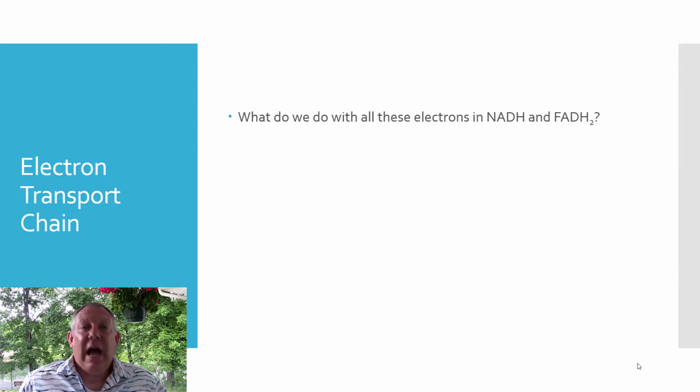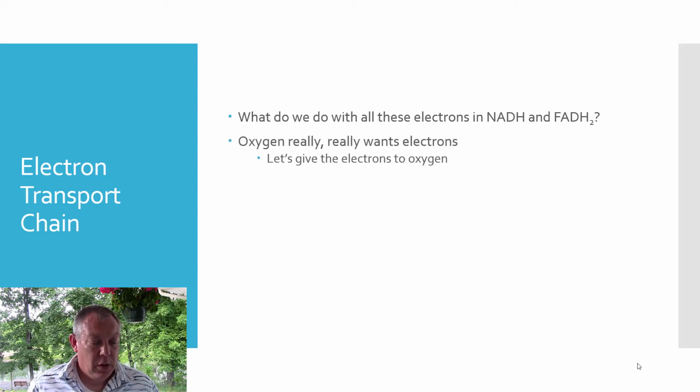So you've got a whole bunch of electrons that came from your food. Those electrons have a lot of energy. Those electrons are in NADH and FADH2. One thing we've talked about before is how oxygen really, really wants electrons, right? It wants to use those electrons to fill out its outer shells. And since oxygen really wants electrons, let's give them these electrons that we just scrubbed from our food molecules.